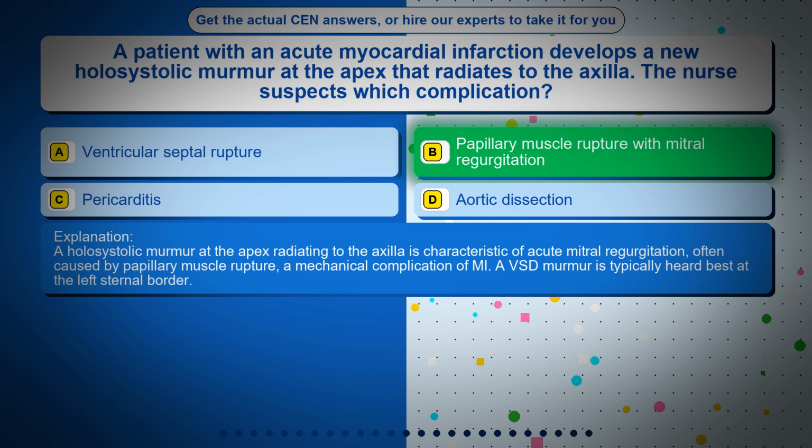A VSD murmur is typically heard best at the left sternal border.